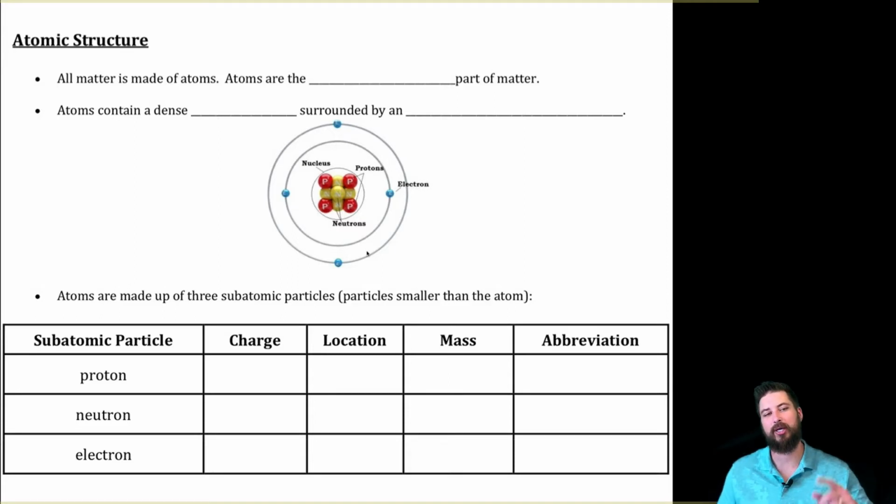Alright guys, let's go ahead and talk about atomic structure today. Today we're going to learn about the structure of the atom and what we know about the atom, and we're going to learn about how we can identify different types of atoms. So, all matter is made of atoms. Atoms are the elementary part of matter.